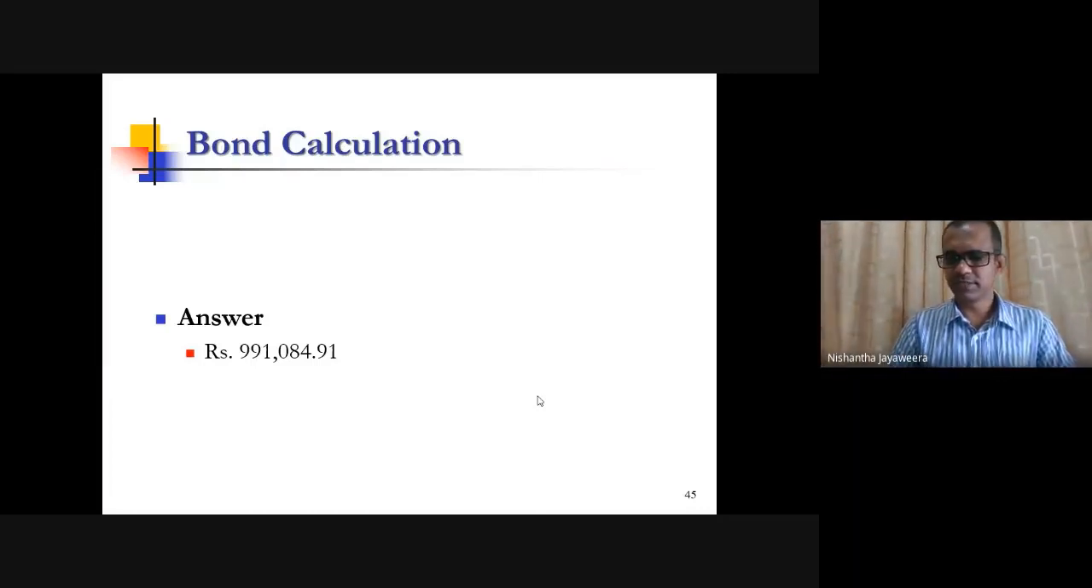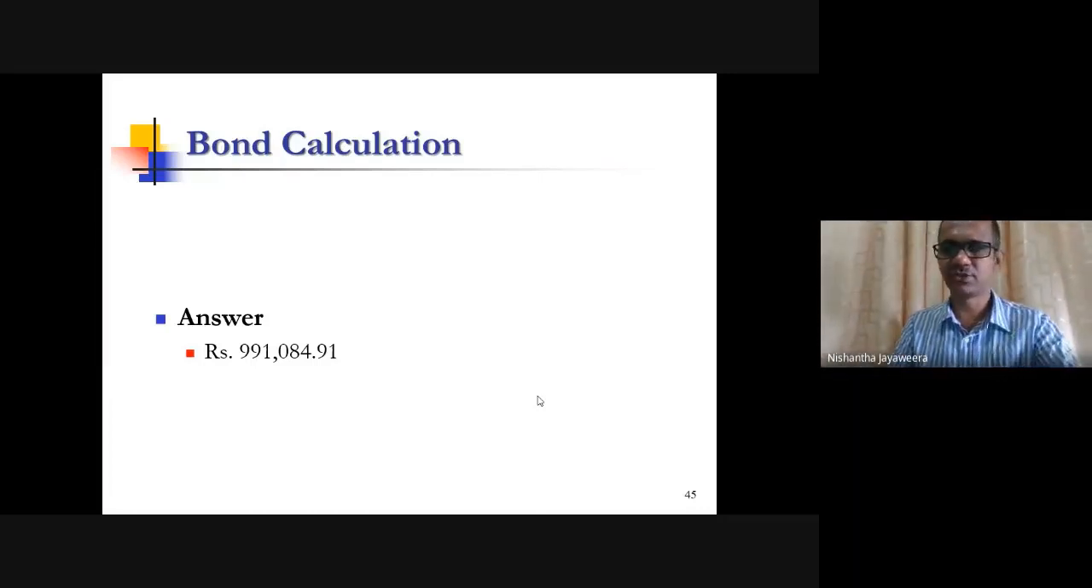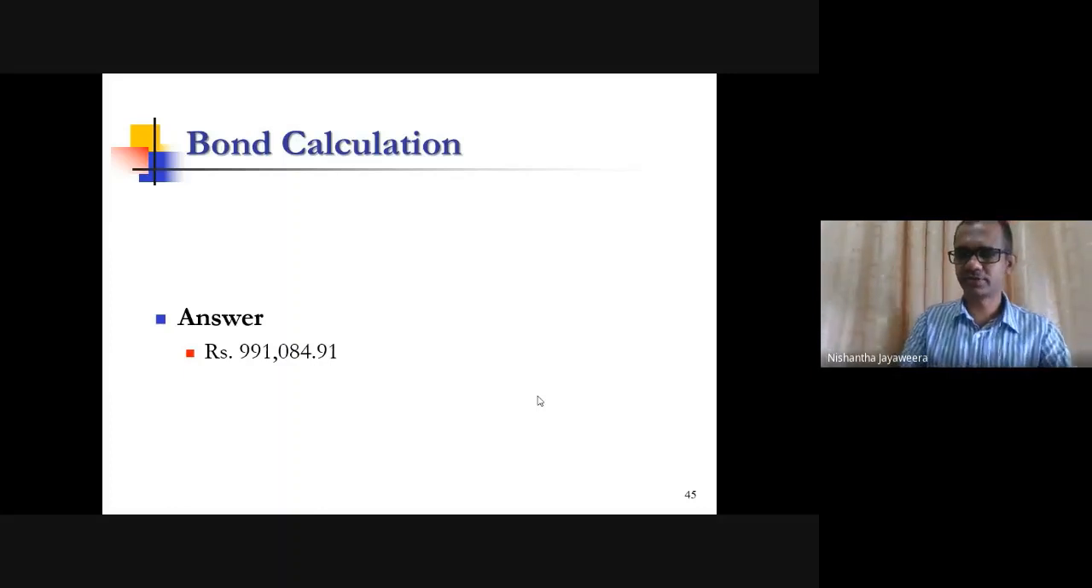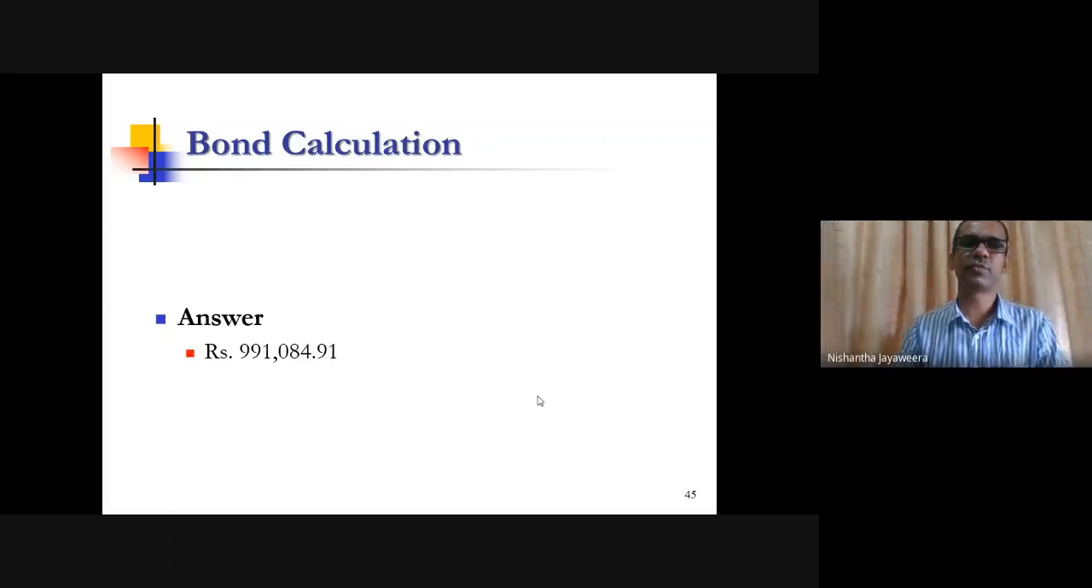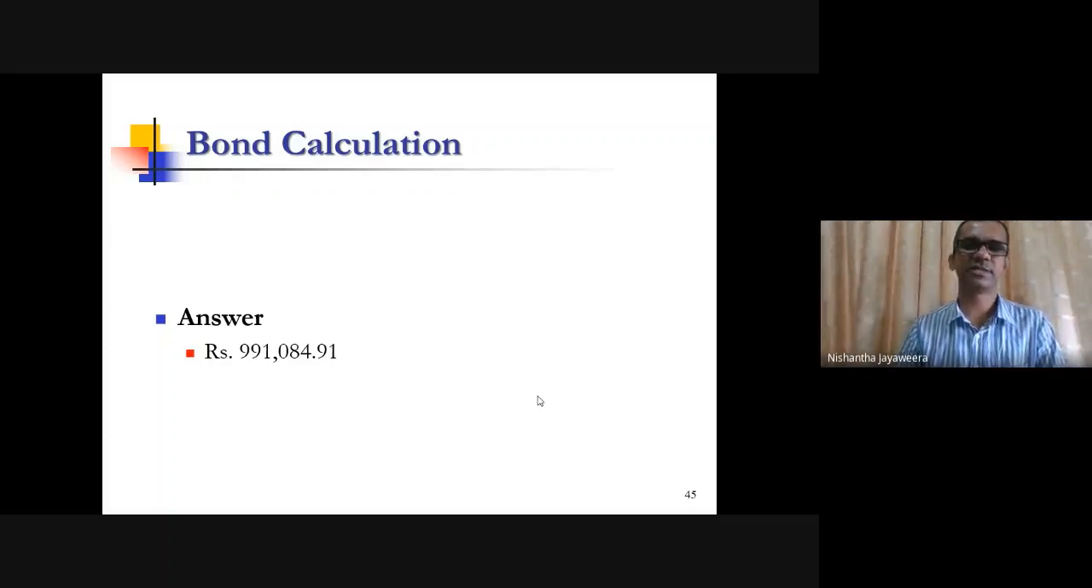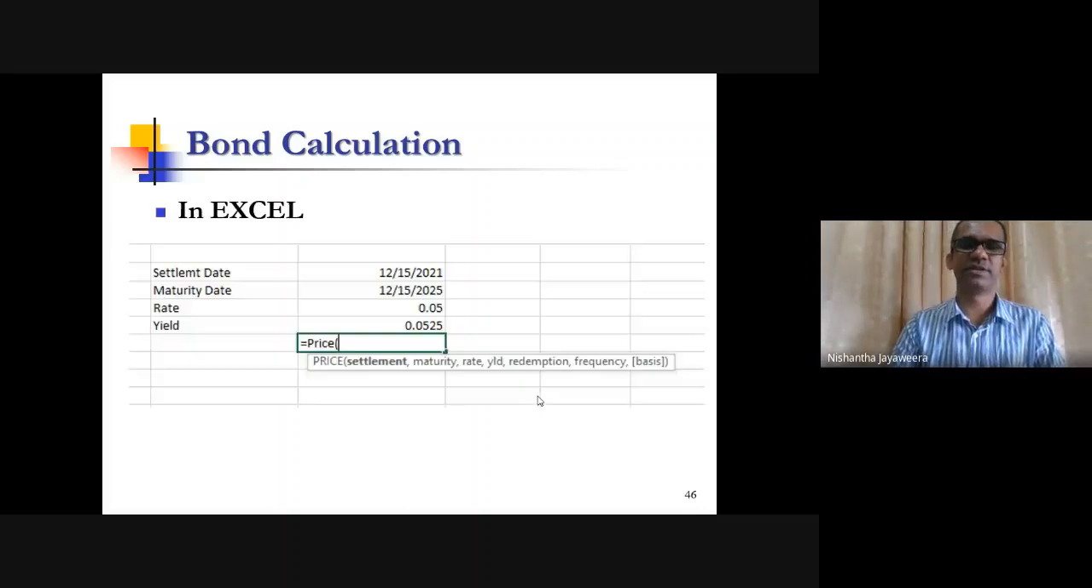So with this revision, I took a bit of time to do that because we are moving to the next one, where we are going to calculate the price of a bond in between two coupon dates. That means within a coupon period.